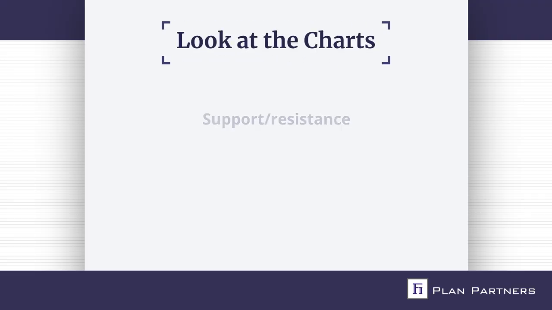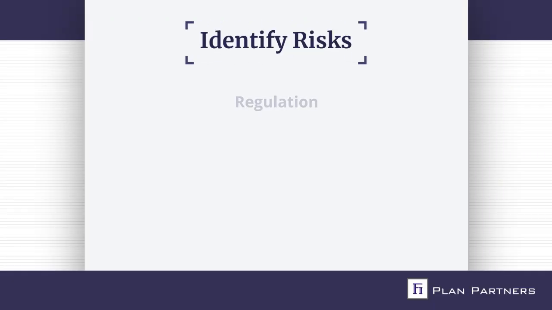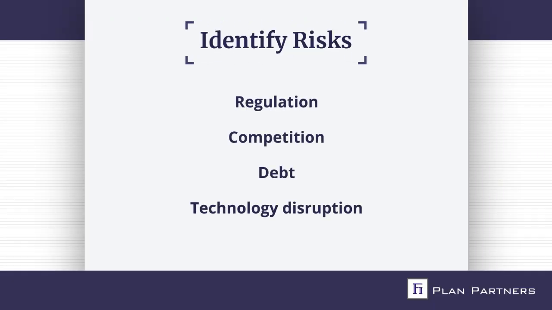The next thing is we look at charts, technical context. So even if you're a long-term investor, price trends matter. Common indicators we look at: support and resistance. We look at 50-day and 200-day technical moving averages, and we look at volume trends. And last, you want to identify risk. So every investment has risk. An example being regulation, competition, debt, technology disruption, which is something to look at definitely in this time.